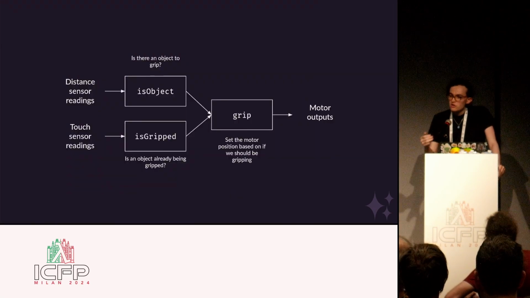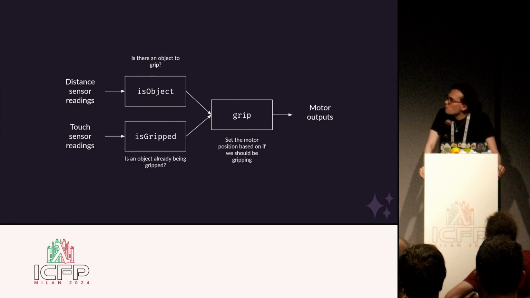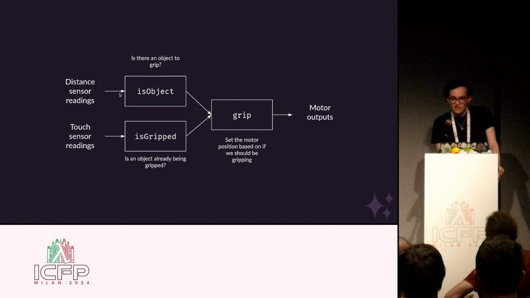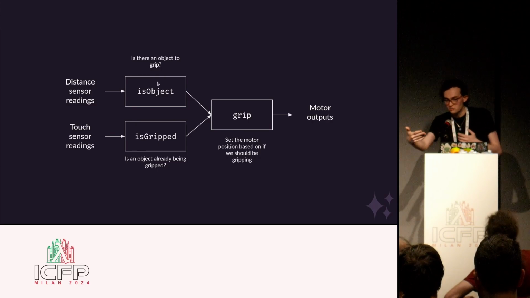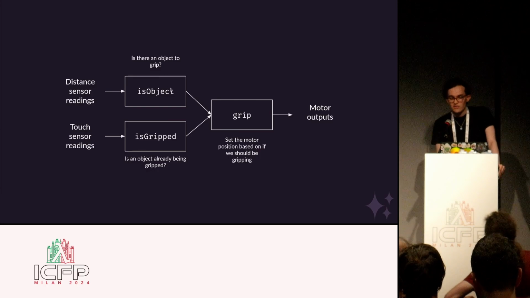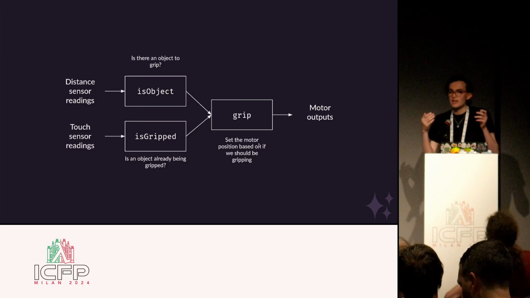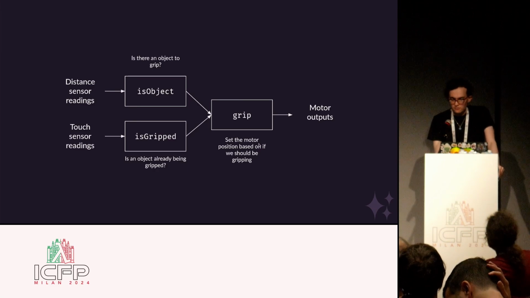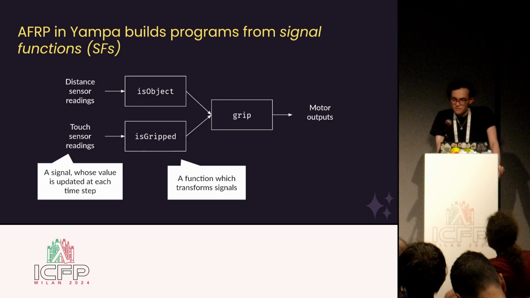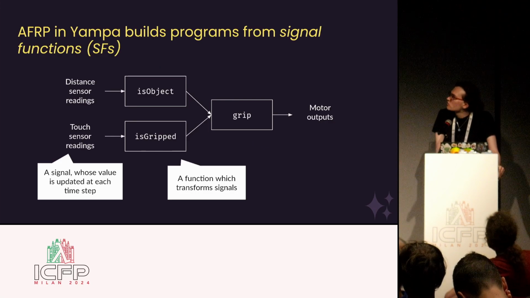So you might sit and think for a while and come up with a program with this kind of structure, where we have these distance sensor readings being checked by this isObject predicate to determine if it sees an object to grip, and then the touch sensor readings being checked with this isGrip predicate to determine if there's already an object being gripped enough, and then use those together to determine what the motor should be set to. And this is very similar to how AFRP is structured.